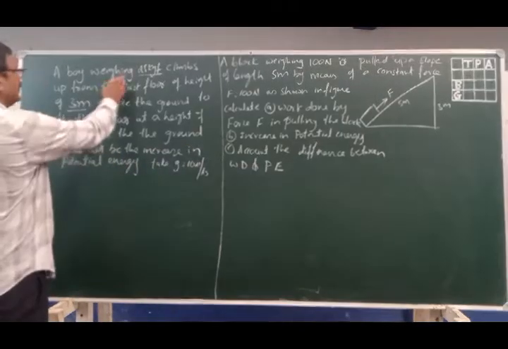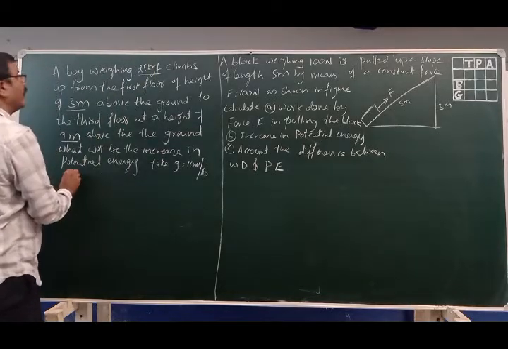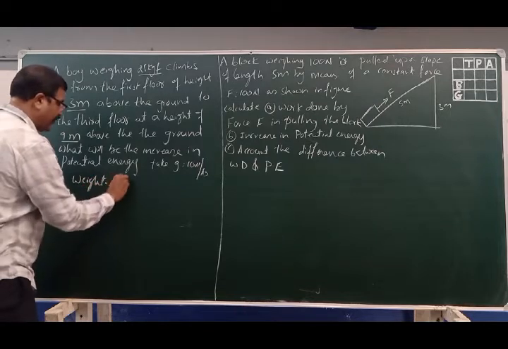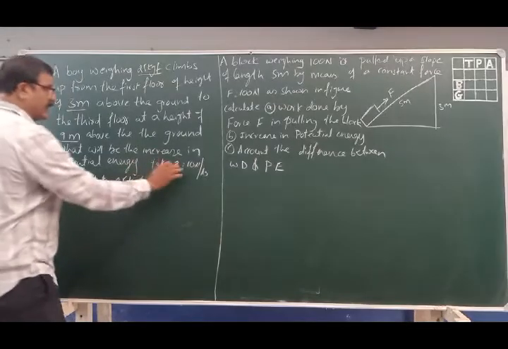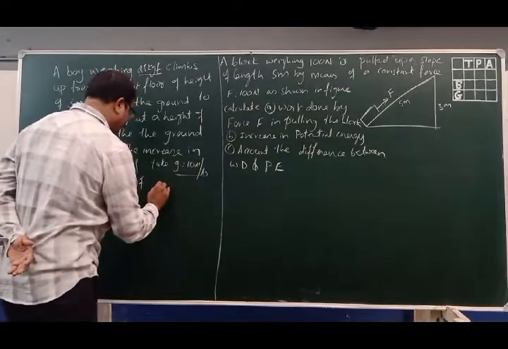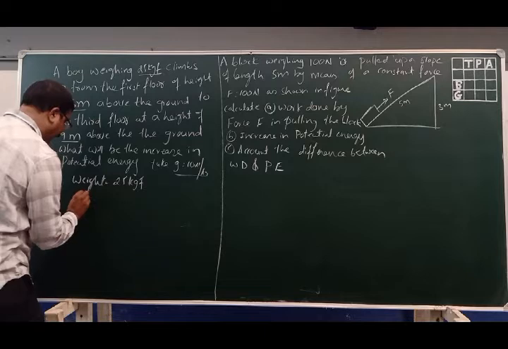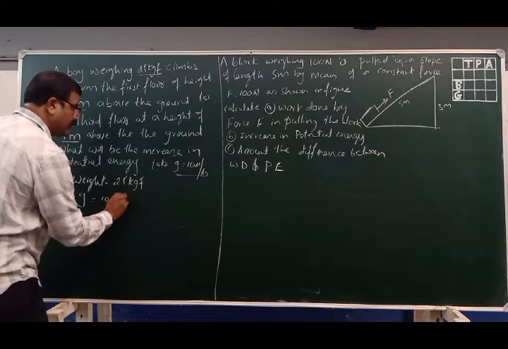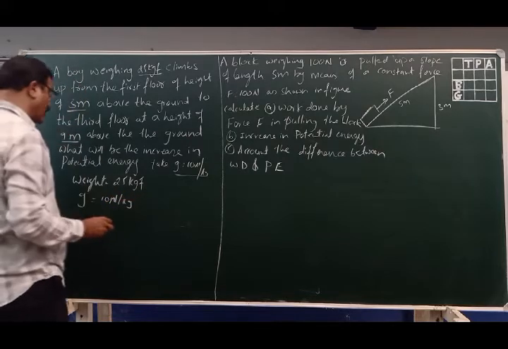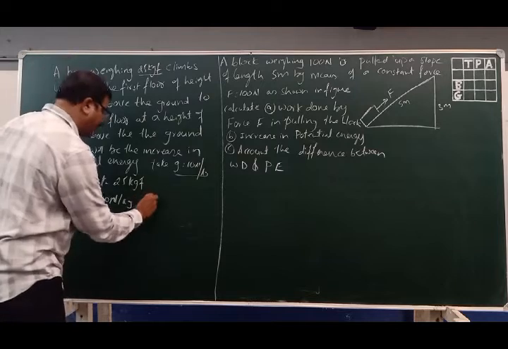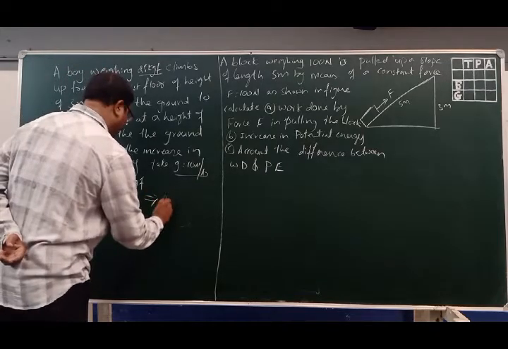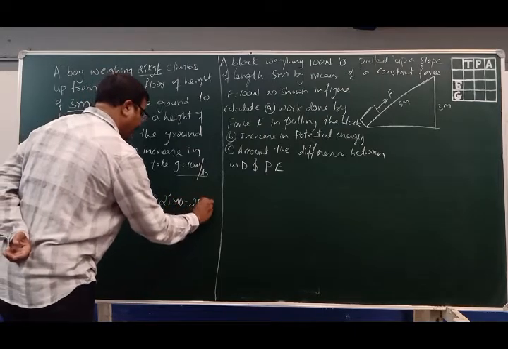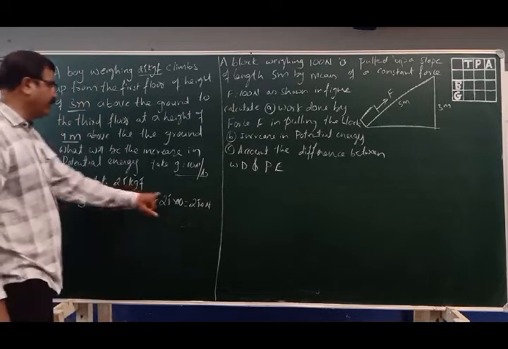Very simple. What is the first thing given? The weight of the boy is 25 kgf, but he has given g as 10 meter per second square. Our acceleration due to gravity is 10 Newton per kg. So I need to convert this 25 kgf into Newton. So 25 into 10, that is 250 Newton. So I have converted this kgf into Newton.